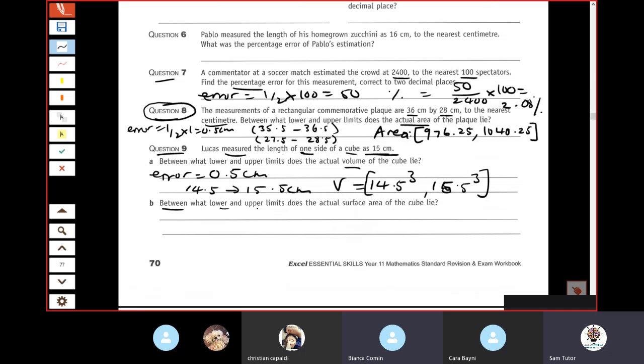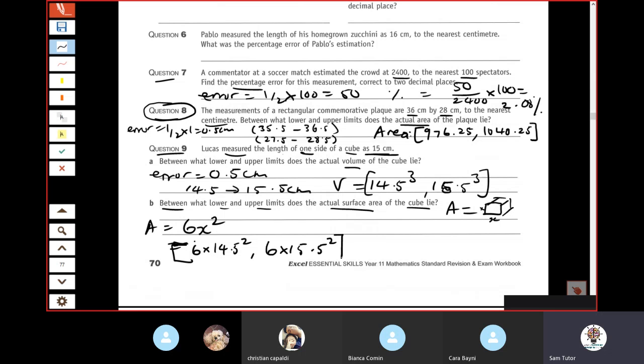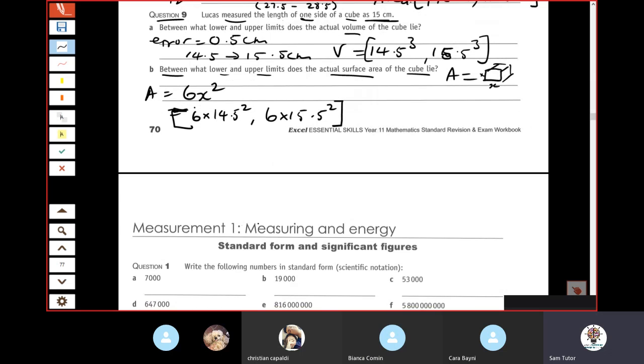Between what lower and upper limits does the actual surface area of the cube lie? If you remember, surface area of a cube is x times x, and then times it by 6. Times 6, yeah, nice. So technically, your length is 14.5, so it could have become 6 times 14.5 squared, all the way to 6 times 15.5 squared. Let me know if you've got any questions there. Copy that down.